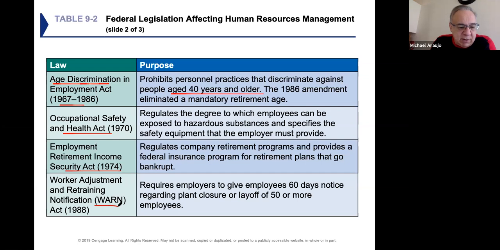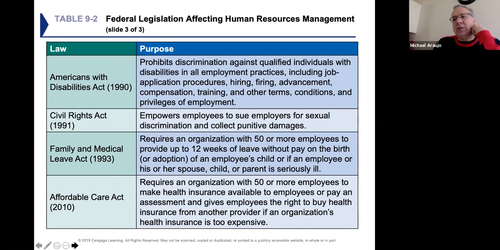If you have to close a plant, this particular act said give employees 60 days notice that you're going to close a factory down, and your layoff is 50 or more employees. So just as a heads up, because sometimes plants close, and there's nothing stopping a business from just closing today and not telling anybody. That at least gives people a chance to prepare to find other work.